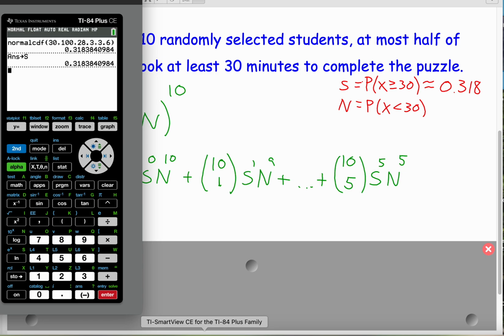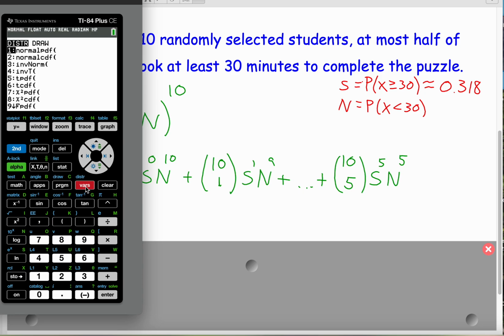Now I stored that 0.318 number in S, so clear. I'm going to go back to my distribution menu, second vars, and go all the way down to binomial CDF, and I have 10 trials. The probability, now I'm going to put alpha S in there. Remember how the binomial CDF works: it adds up from 0 up until the X value you plug in. So I'm going to plug in 5. And so I get 93.8% approximately, so 0.938.